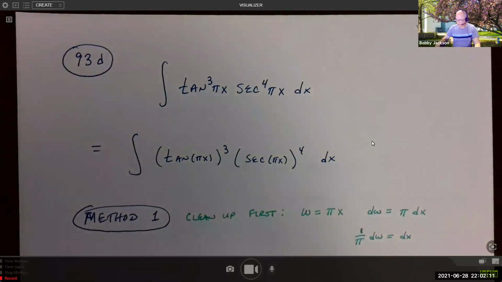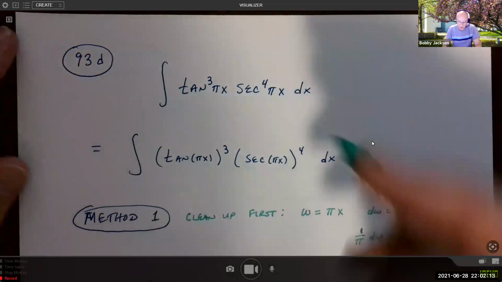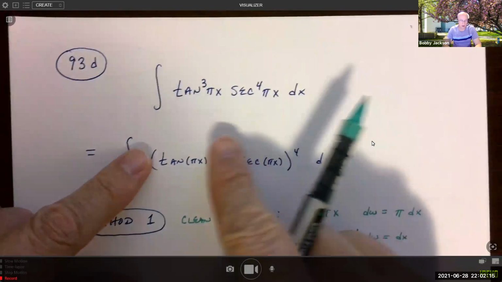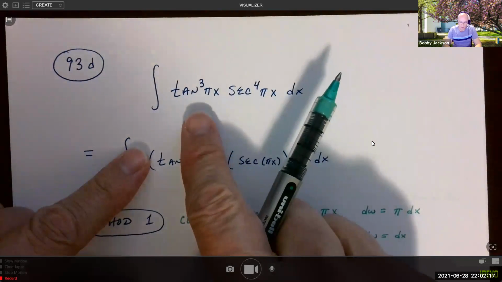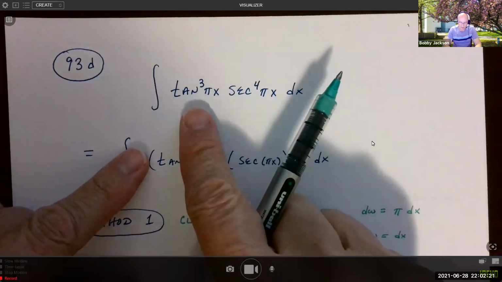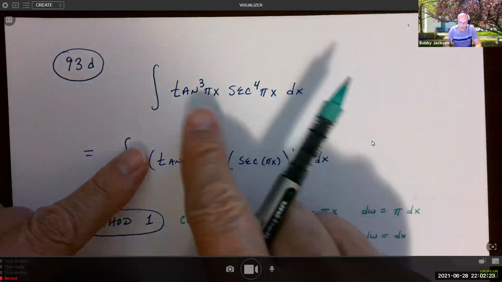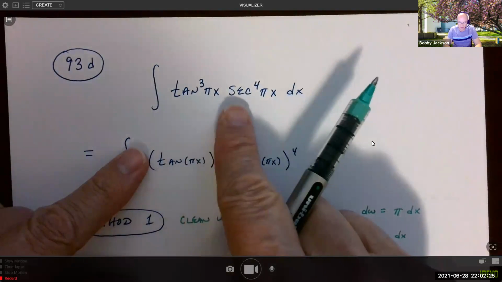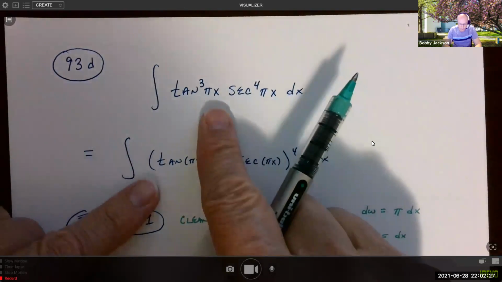So let's take a look at 93D. This is an integral involving the product of powers of tangent and secant. In addition, we have this pi x. So what's going on here? Tangent cubed pi x, secant to the fourth pi x. What does that mean? Remember what this means.